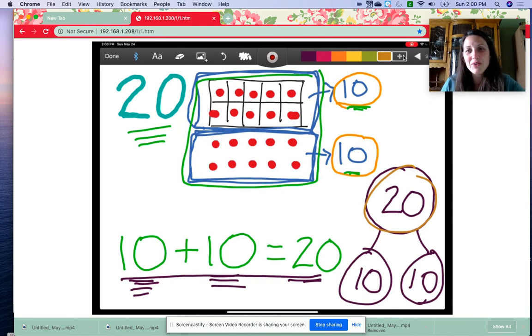I'm so proud of you, boys and girls. You learned a lot of numbers, you learned a lot of number sentences, and you learned all about number bonds and tens frames. Good work with math.